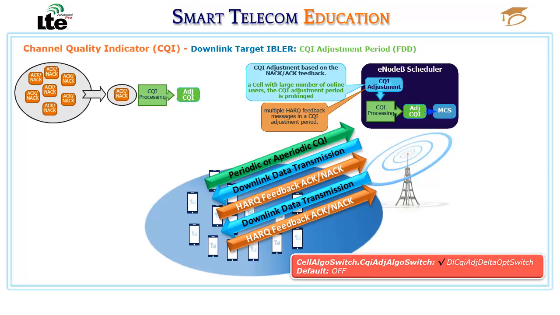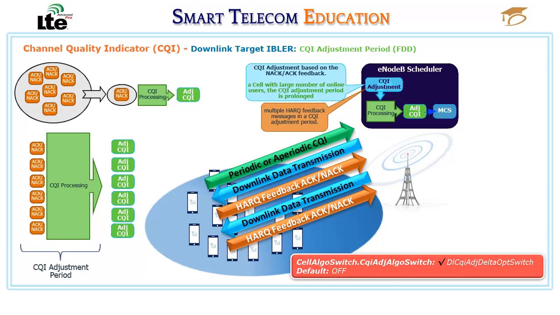When this option is selected, the CQI adjustment algorithm calculates the CQI adjustment value based on each individual HARQ feedback message received in a CQI adjustment period. This calculation method causes fast CQI adjustment. The outer-loop convergence performance improves and downlink throughput increases.